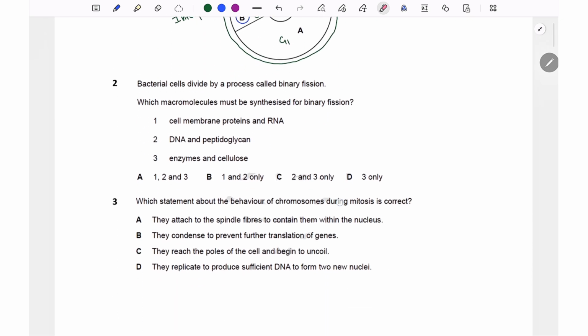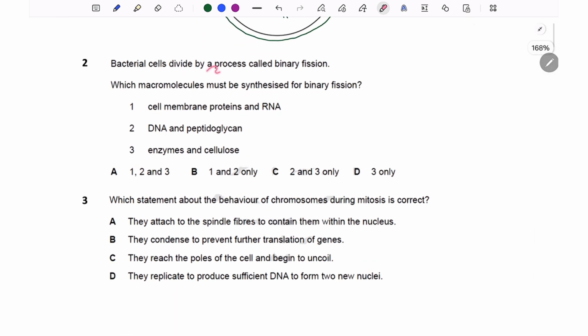Question number 2. Bacterial cells divide by a process called binary fission. We're talking about a bacterial cell. Binary fission, we know what that is. Which macromolecules must be synthesized for this process? So our options here are cell membrane, proteins, and RNA. This must be synthesized because you're going to need it for new cell structures and the metabolic processes.